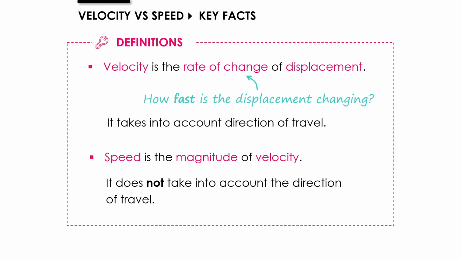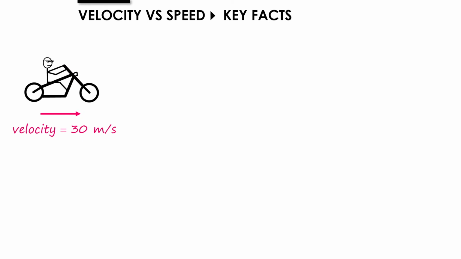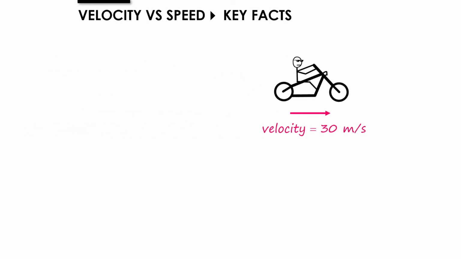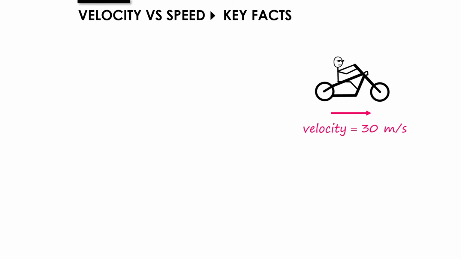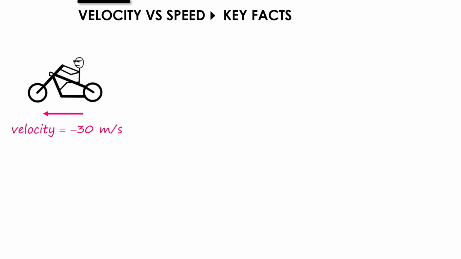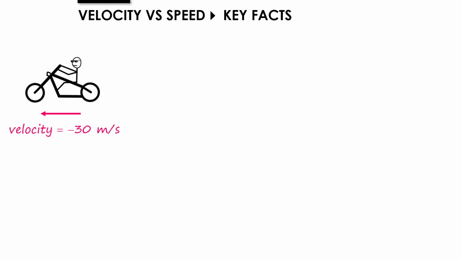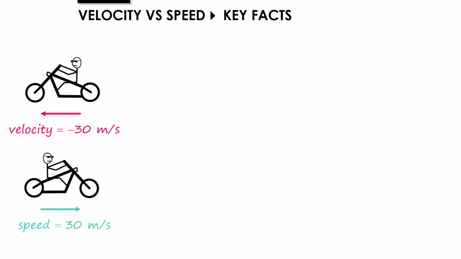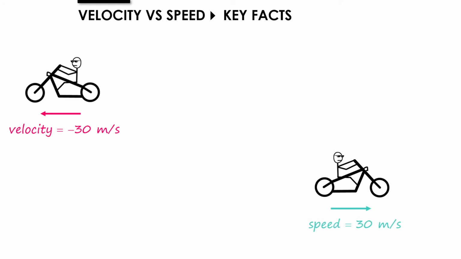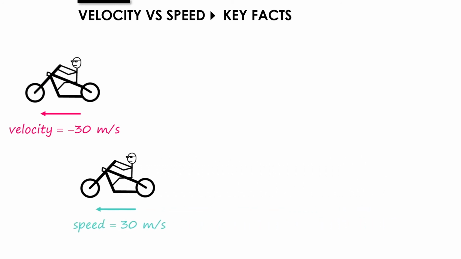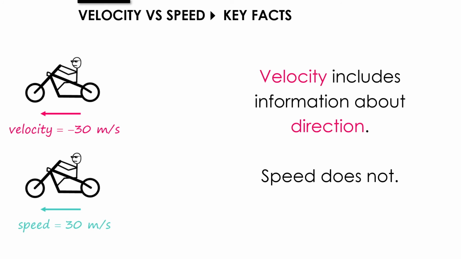We can easily illustrate this point with a diagram. Suppose we have a bike with a velocity of 30 meters per second travelling to the right. If the bike was to turn around and travel in the opposite direction, then its velocity would be minus 30 meters per second. Compare that with the speed of the same bike. If it's travelling to the right, it would have a speed of 30 meters per second. But if it travels in the opposite direction, it would still have a speed of 30 meters per second.